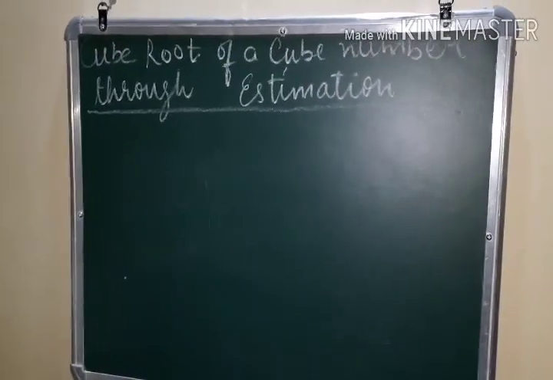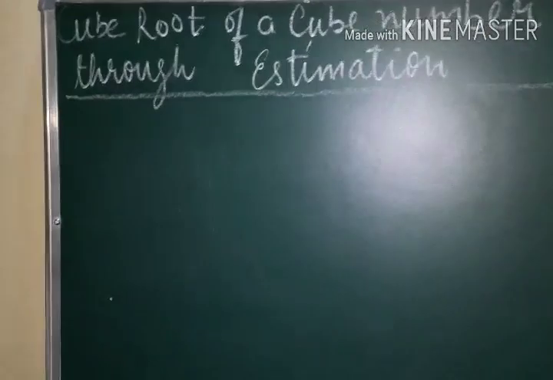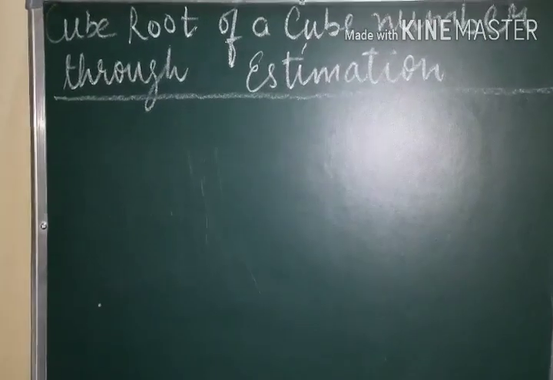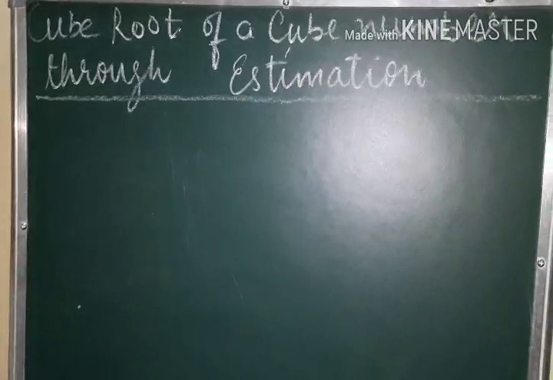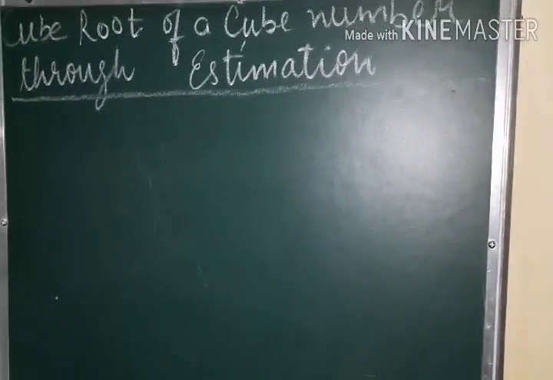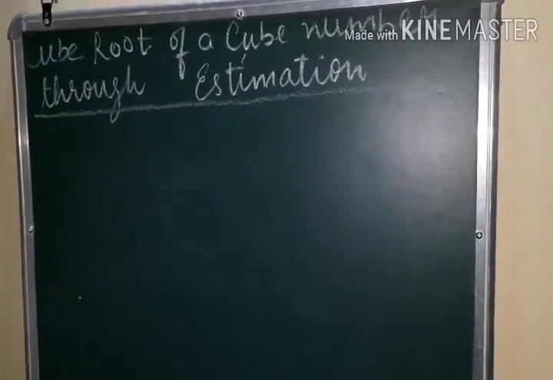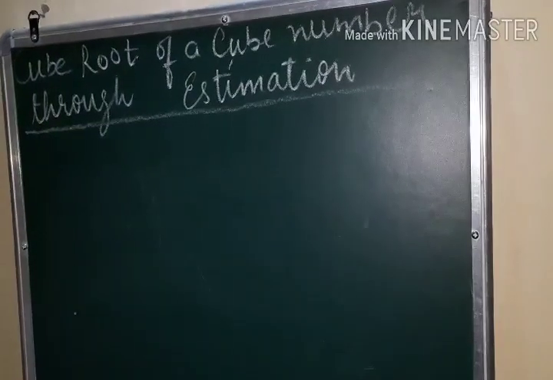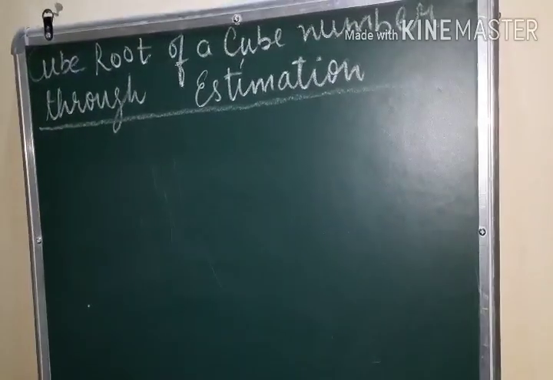Good morning, students. Today we'll discuss how to find the cube root of a cube number through estimation only. You don't have to find the prime factorization. If a proper perfect cube is given, then just by estimation you can find the cube root. Let's take an example.